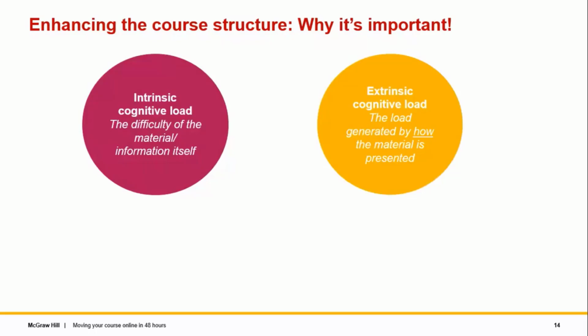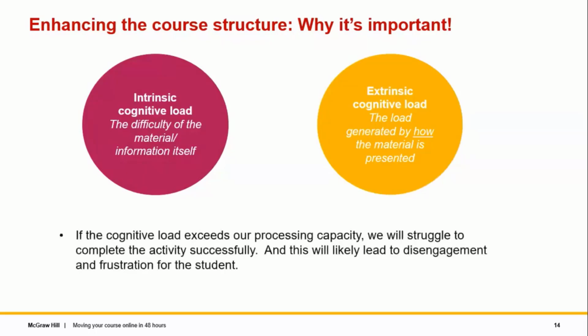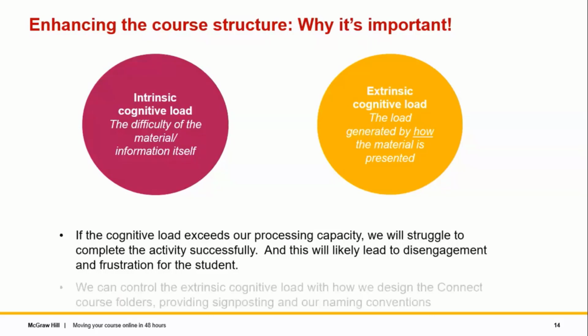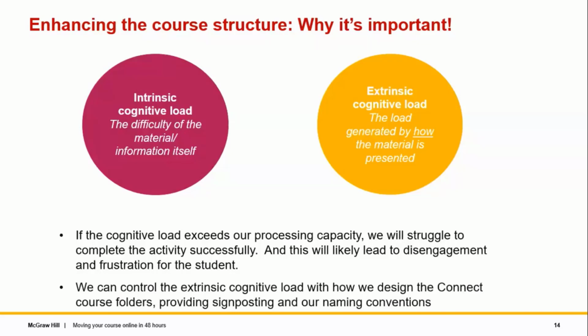If you think about what happens when you go onto a website and you are confronted with so much information, you're not sure where to click or where to go, that's a great example of what happens when the cognitive load is exceeding our processing capacity. So we struggle to complete the activity successfully. And here we're just trying to reduce frustration and disengagement from the student. So we can really control that, as I mentioned, with the course structures and the naming conventions.